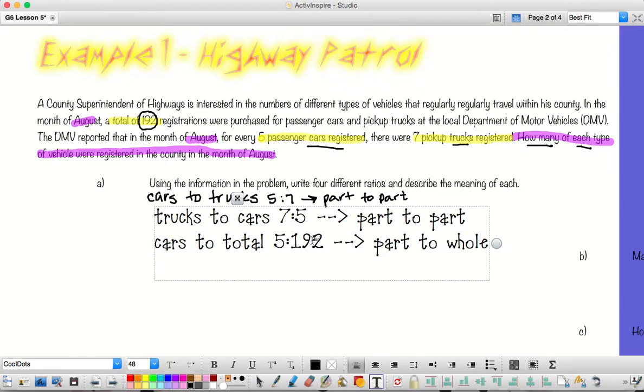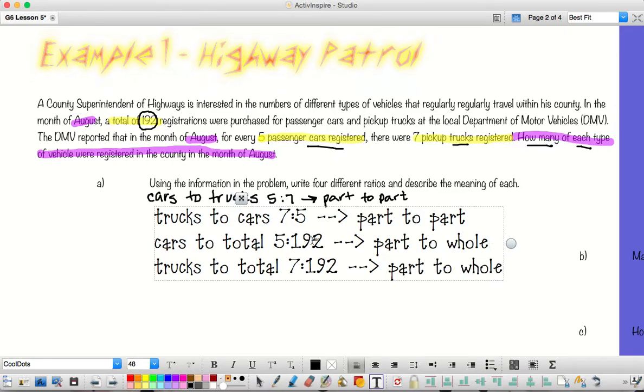Okay, we could also say that the ratio of trucks to the total is 7 to 192, again being a part to whole. Or you could have switched these and said that the total number of vehicles to cars was 192 to 5.